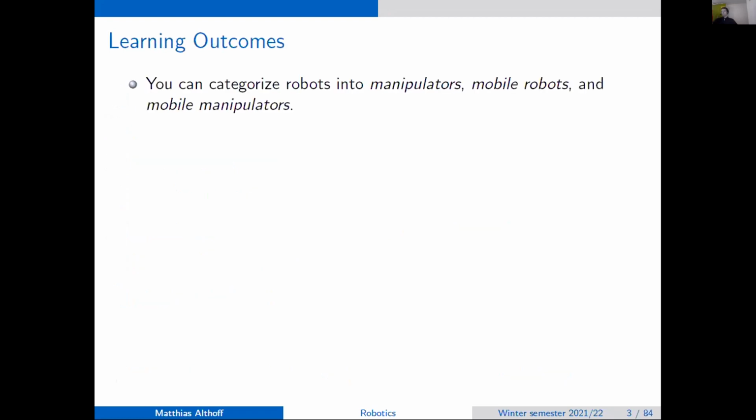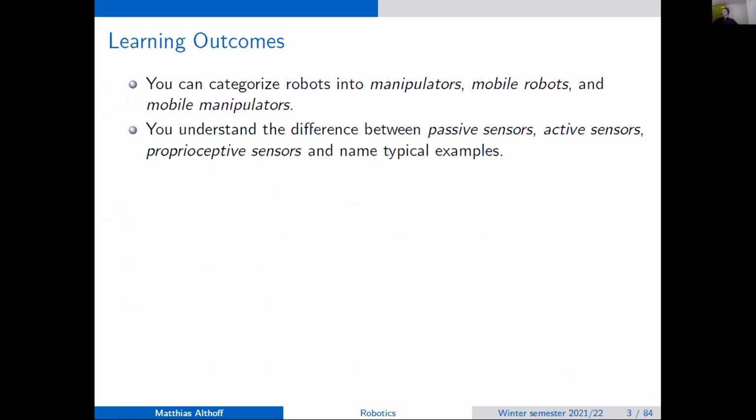Good. So what are the learning outcomes? You should be able to categorize robots into the main categories, which are manipulators, mobile robots, and mobile manipulators. I'll also give you some examples, but many of you already know these categories. You will understand the difference between passive sensors, active sensors, and proprioceptive sensors. That's actually very easy. Passive sensor means the sensor doesn't have to send a signal out to perceive the environment. In active sensors, this has to be done. Proprioceptive sensors just means that these sensors measure the state of the own robot, essentially.